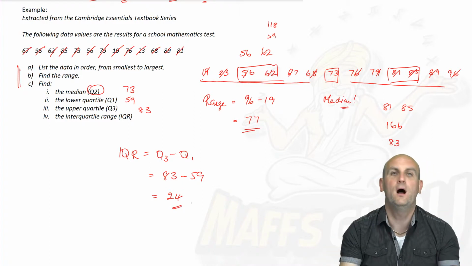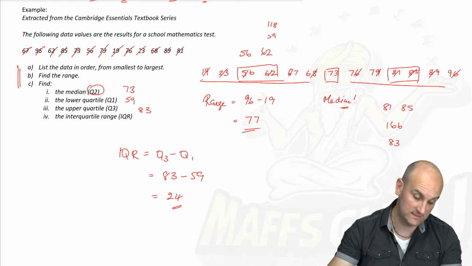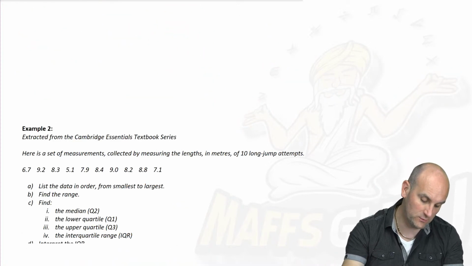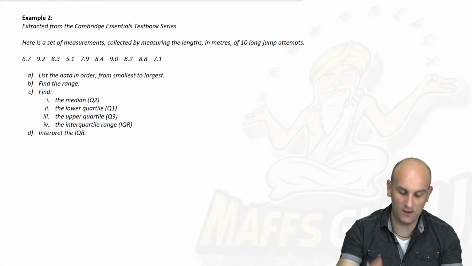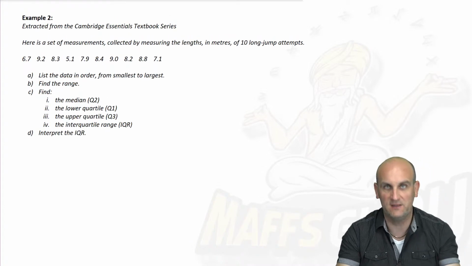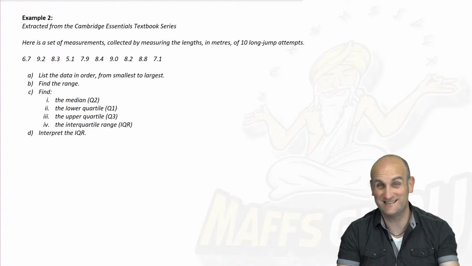Whoop, whoop. I am loving this stuff. It is so easy. There is one more example to do, again taken from the Cambridge textbook series. This time we've got 10 long jump events. Doesn't matter how many events I have, the process is exactly the same.